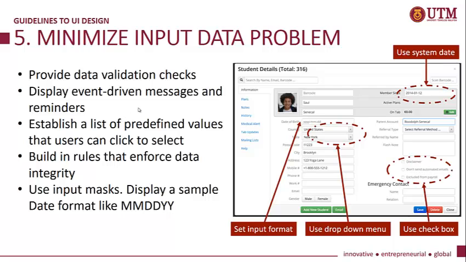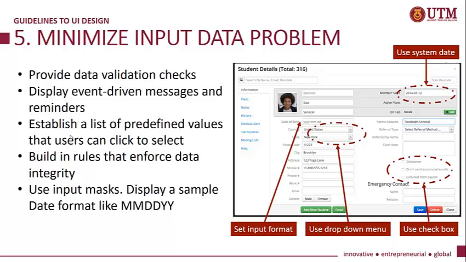So to minimize the input data error, it's also good to provide a data validation check. For example, data type check. For example, you type the password, so you need to validate the password in terms of the format: must be 8 characters, including uppercase letter, number. And then another example, you need to check that the format for the data type must be integer, must be numeric. So that is the example of data validation check for data type.